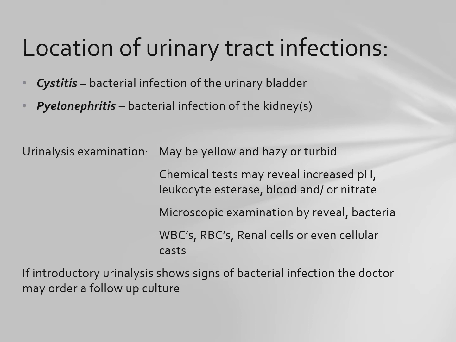Okay? If you have a urinary tract infection, what you may see is a yellow-colored urine that is hazy or turbid. The chemical tests reveal increased pH, leukocyte esterase, which correlates with white cells, blood and or nitrites. Microscopic examination may reveal bacteria, white cells, red cells, renal cells, or even cellular casts.